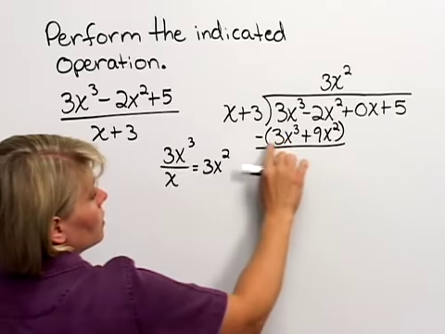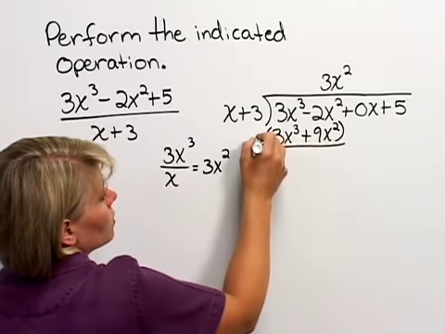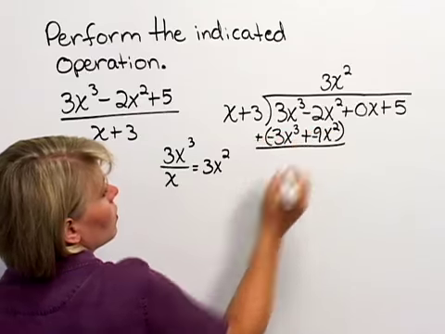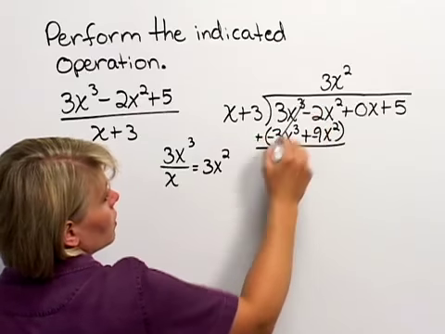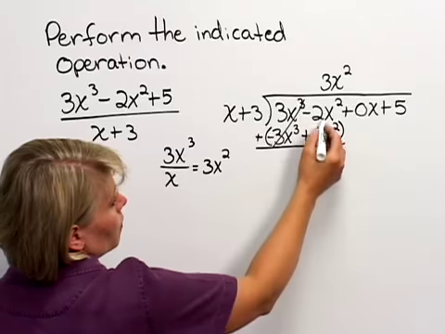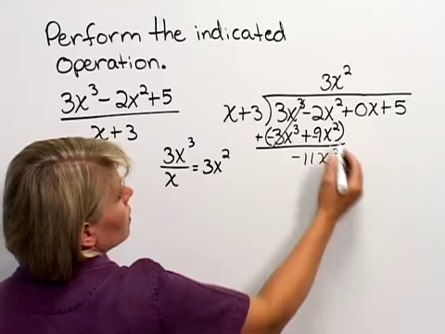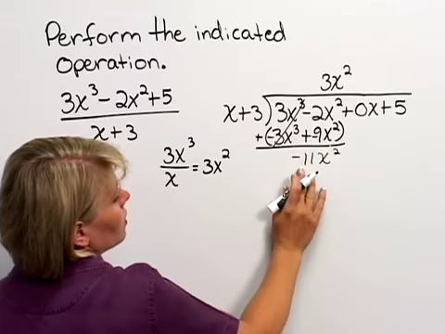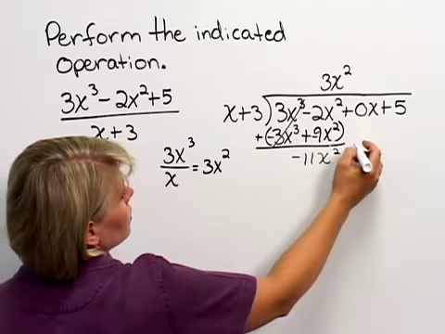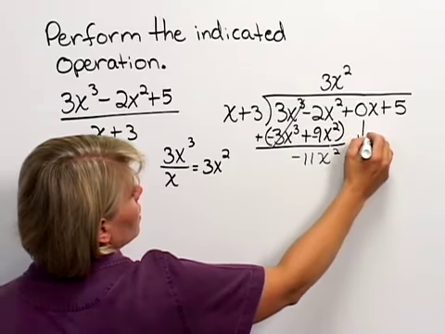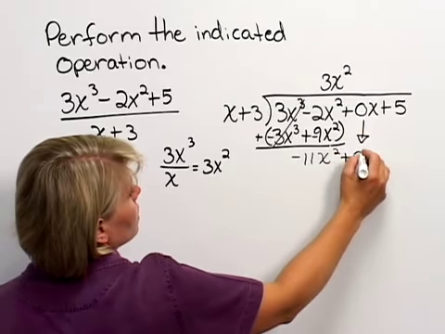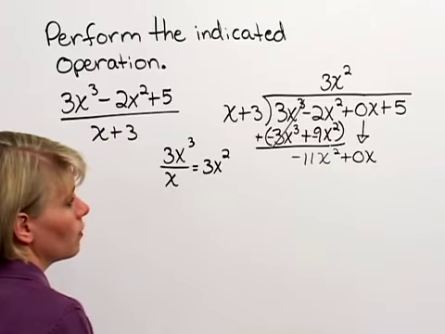This subtraction has to distribute all the way across, so we'll change the signs and distribute all the way across, which will make those cancel out. Adding those, we end up with negative 11x squared, because negative 2 and negative 9 makes the negative 11 as our coefficient in front of x squared. And then carry down your next term, which in this case is 0x.